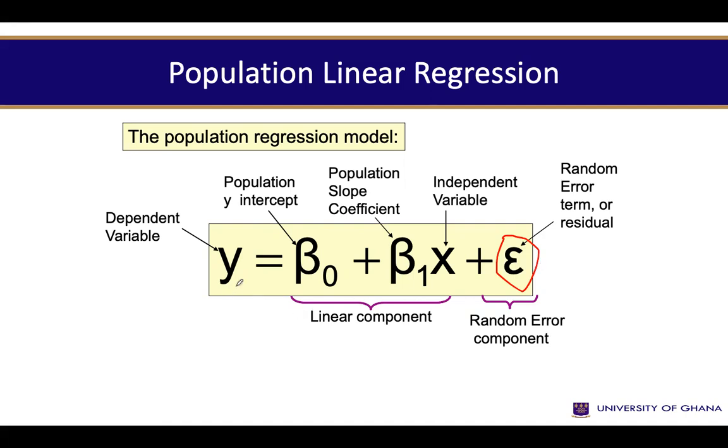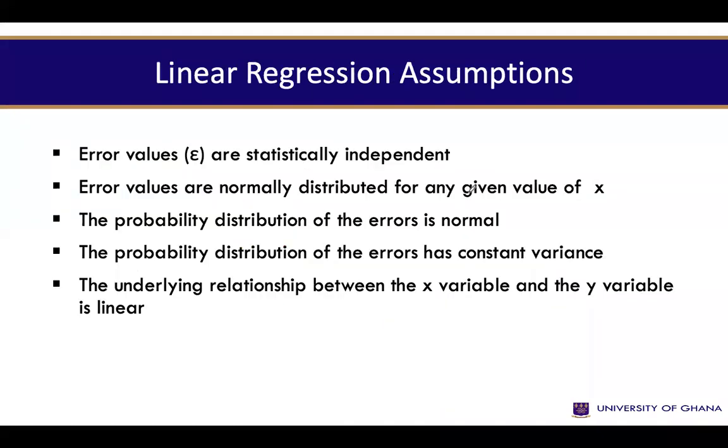So this is what we have: this part is the linear component, and this part is the error term. Your dependent variable is y, your intercept is beta naught, the slope, that is the coefficient, is beta 1, your independent variable is x, and then we have the random term or the residual.